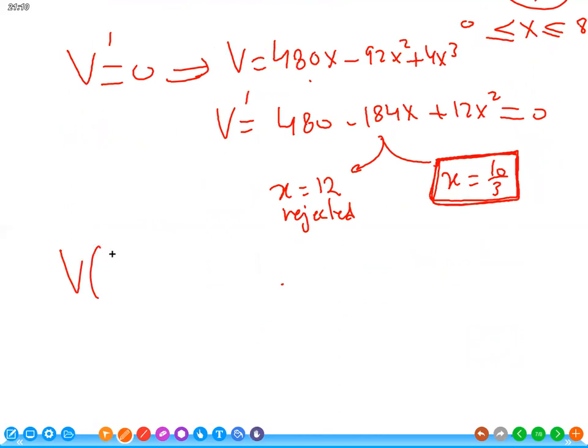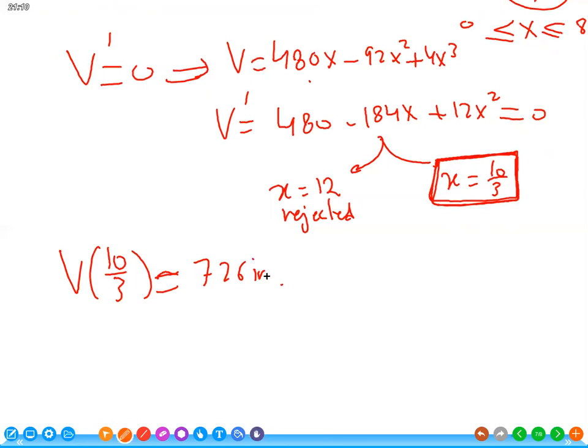If I want to know the maximum volume, we replace in the original. Replace 10 over 3, it will be around 726. What's the unit here in the question? Inch cubed. Done.